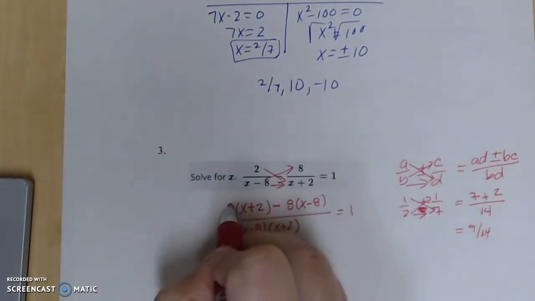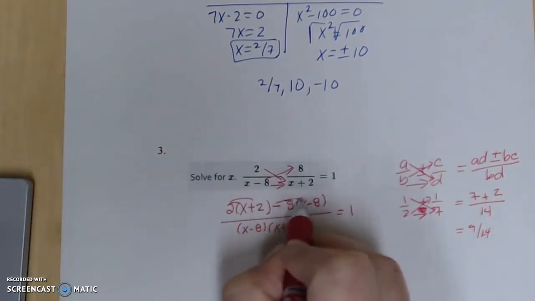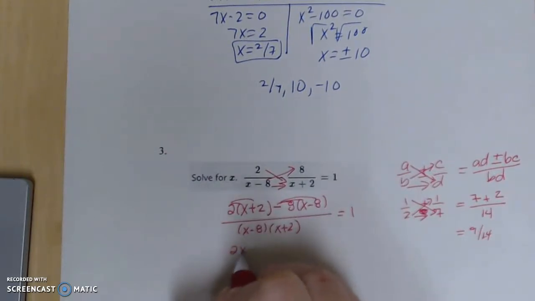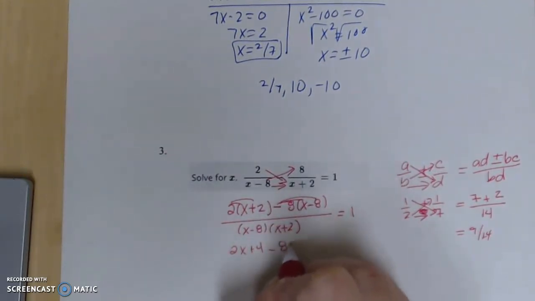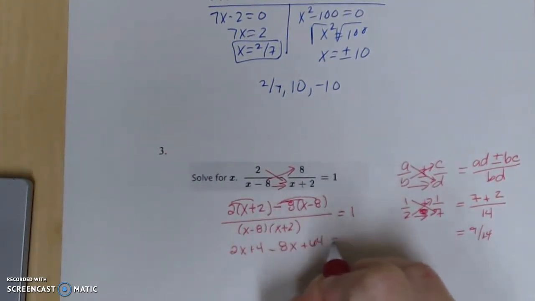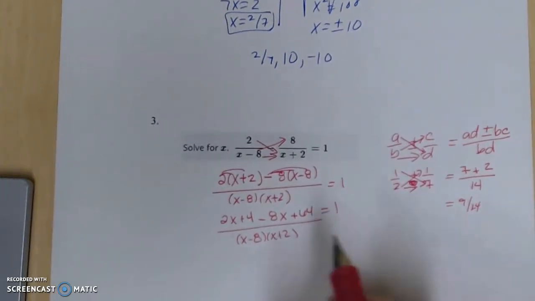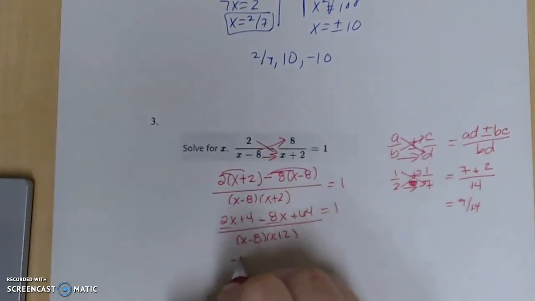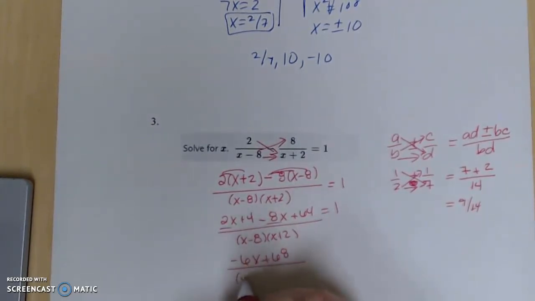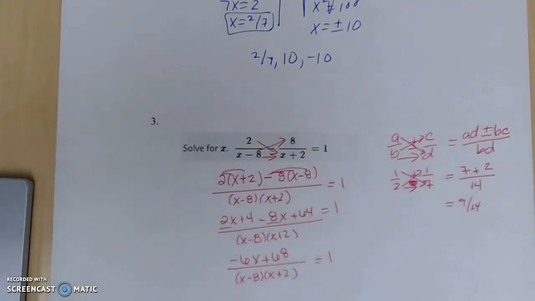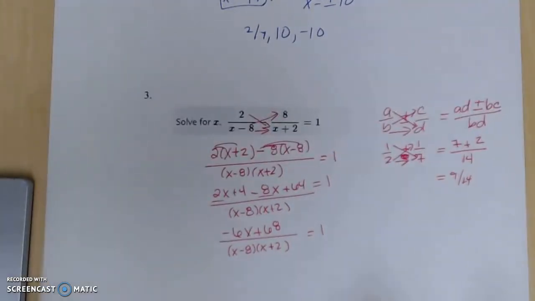Now I did all that. Let me go ahead and just clean up the top here. So this gives me 2x plus 4 minus 8x plus 64 all over x minus 8, x plus 2. I'm not going to multiply that out right now. And I'm going to clean this up. So this gives me negative 6x plus 68 over x minus 8, x plus 2 equal to 1. Okay, so I did all I knew how to do. I put those two together.